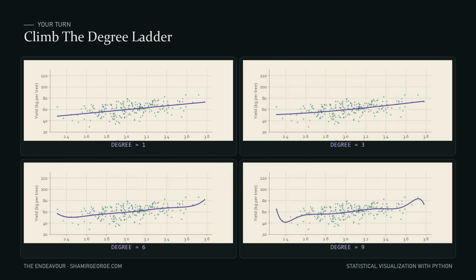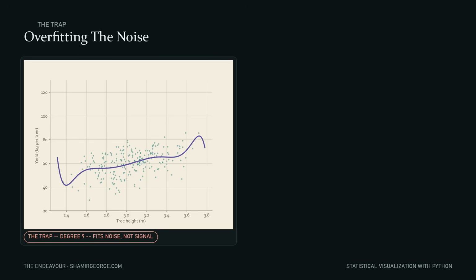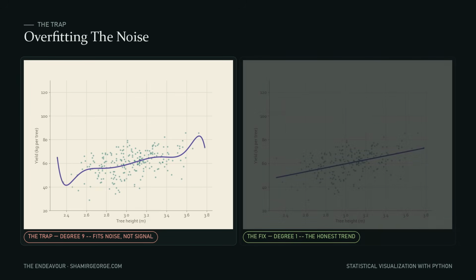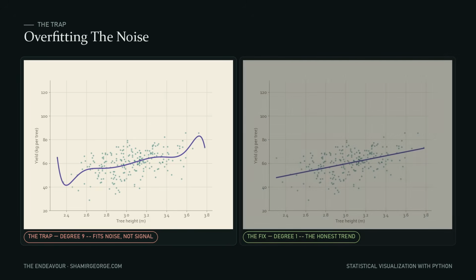There's no dial that announces the moment it breaks, only a curve that stops looking like biology and starts looking like arithmetic showing off. Degree 9 looks like a better fit. It bends to hug more points. But its in-sample error barely moves, 8.8 kilograms versus 9.0 for the straight line, while the curve swings up to 123 kilograms, a yield no tree in this orchard ever produced.